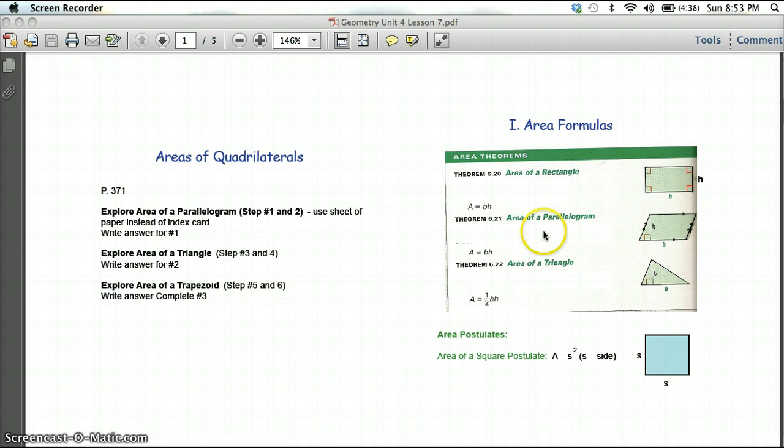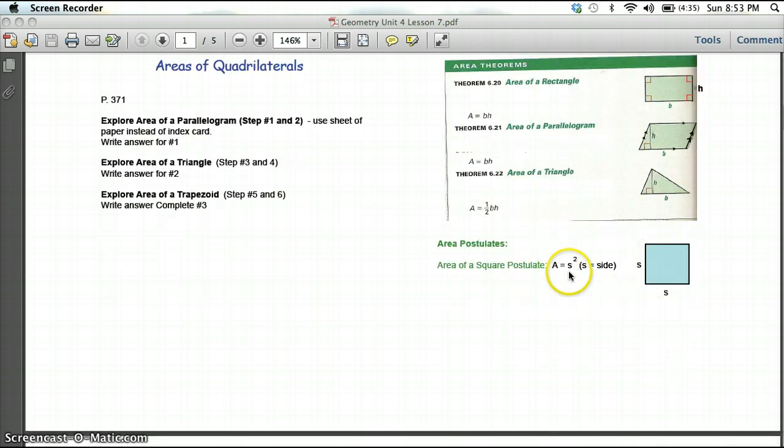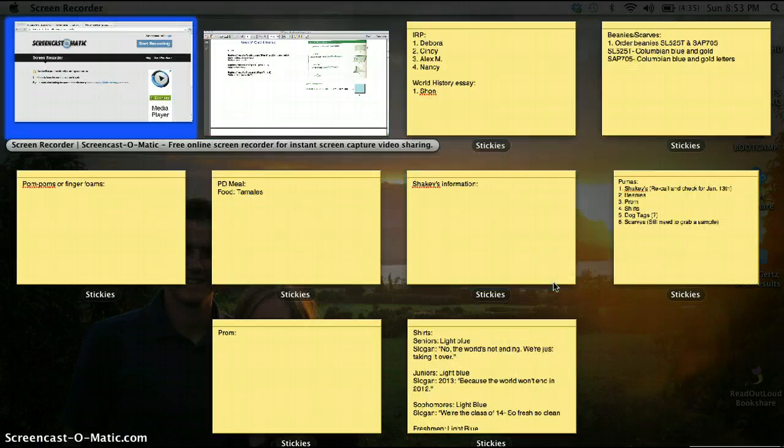And then last is the area of a triangle. Now, the area of a triangle is half of a parallelogram. So it's 1/2 base times your height. And then the area of a square is just sides squared, and that's just, again, base times height. So let's do a couple problems with this.